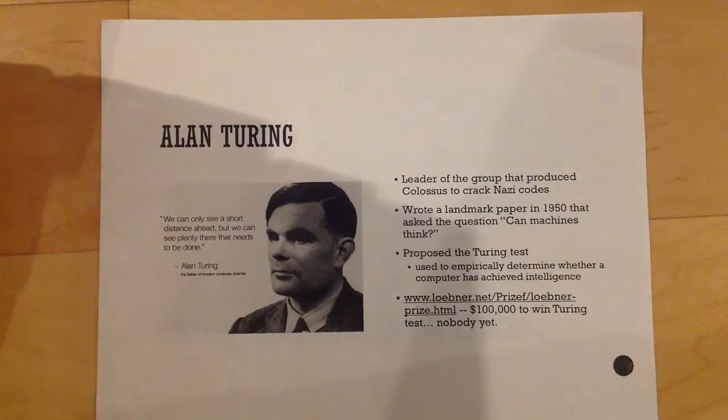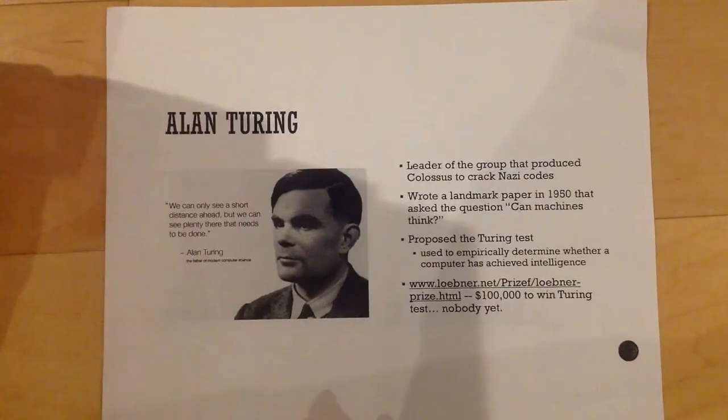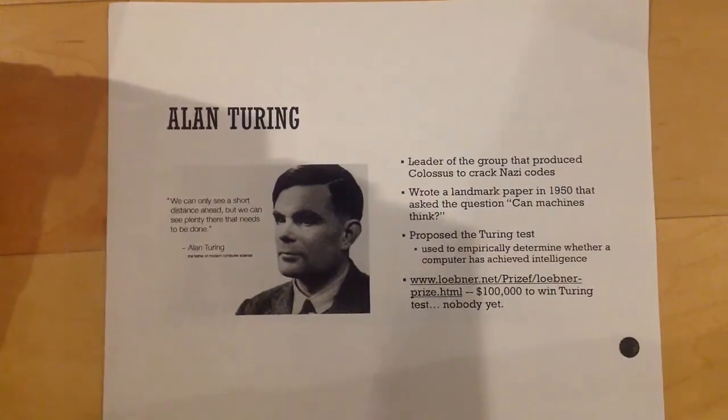First things first, the big historical name when you're talking about AI is Alan Turing. There was the video that I had you watch on him, but he was the leader of the group that produced Colossus to crack the Nazi codes. He wrote a landmark paper in 1950 that asked the question, can machines think? He proposed the Turing test. We'll talk about what that is in more detail in a second, but it was a way to determine whether a computer has achieved intelligence.